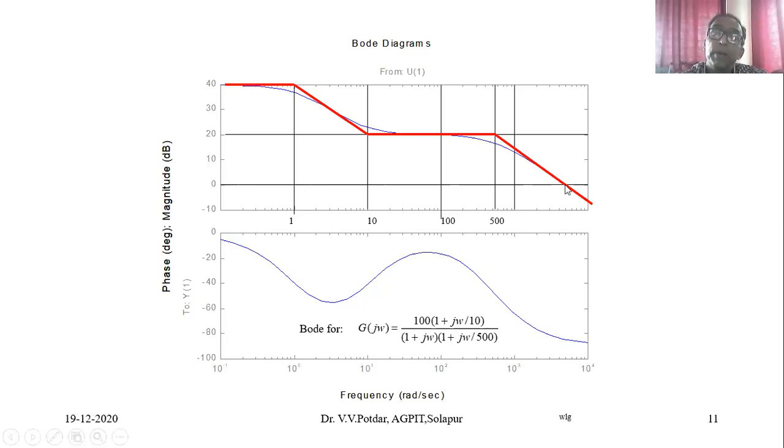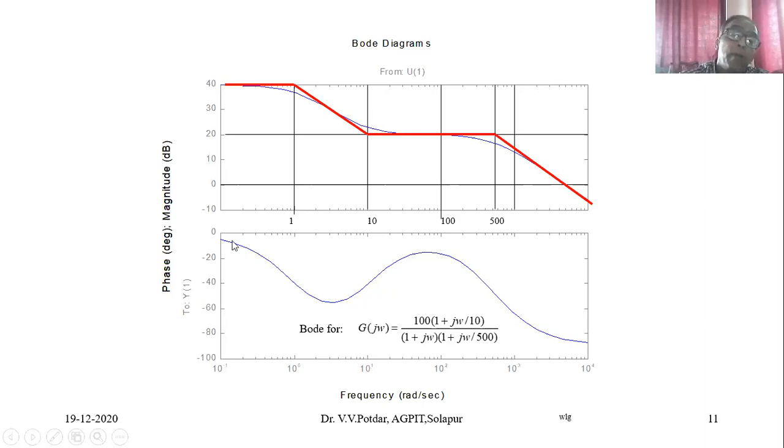If I extend this gain crossover frequency point onto the phase angle plot with a dotted line, at that frequency of, let us say, 5,000, whatever is the phase angle from the 0 angle is called the phase margin at gain crossover frequency. So we obtain the phase margin at gain crossover frequency. So this is the phase margin.